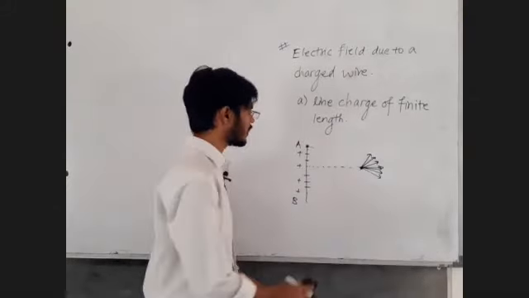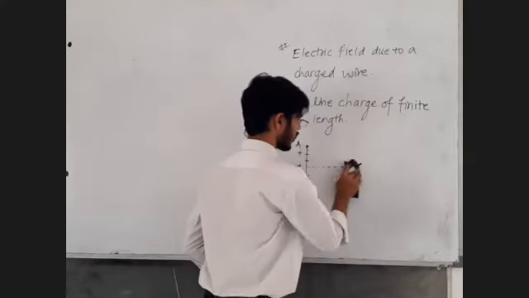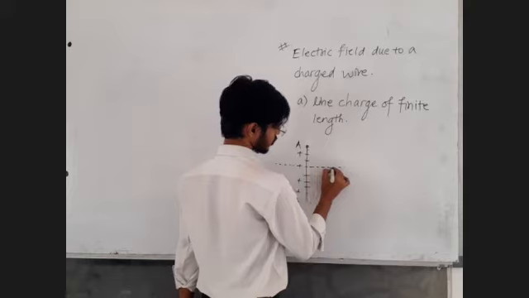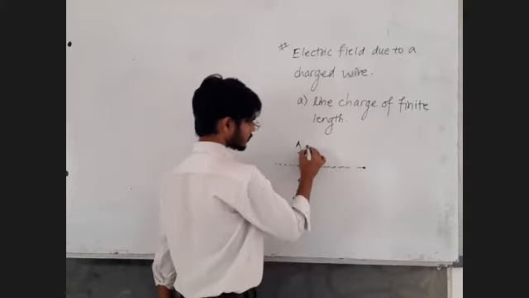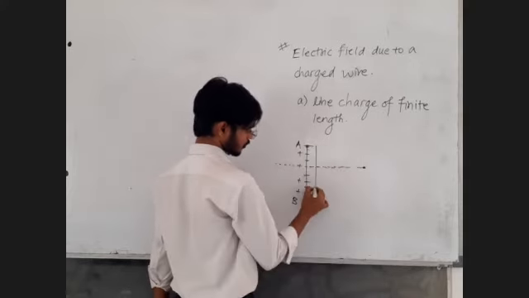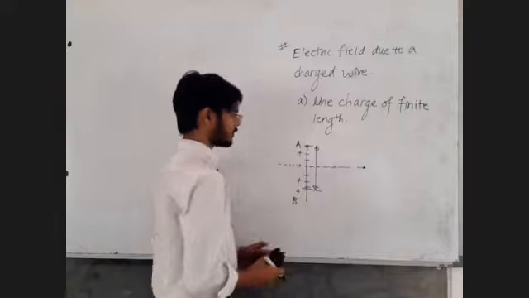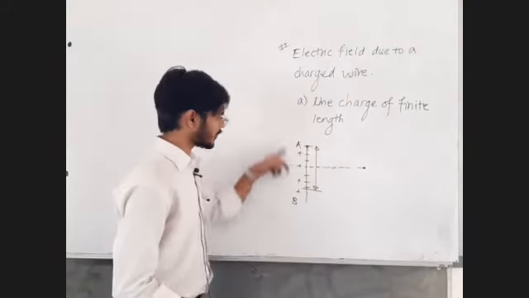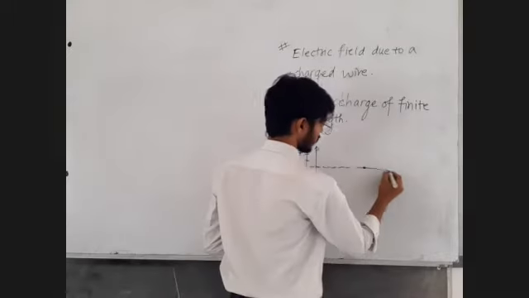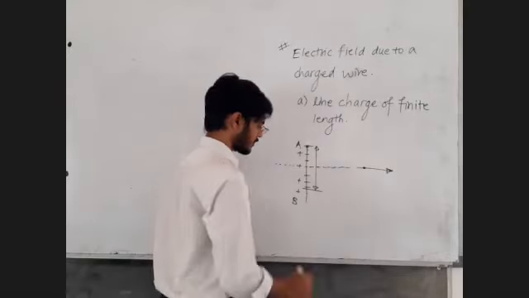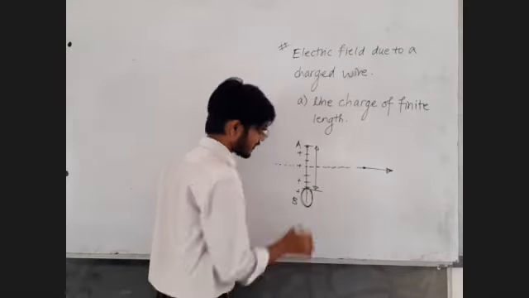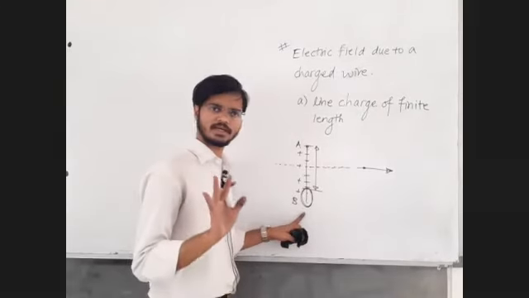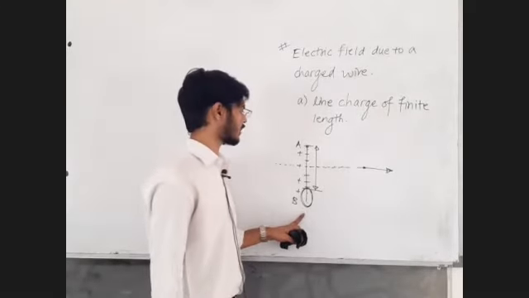If there is vertical symmetry or horizontal symmetry, for the time being let us consider this horizontal line. From this point to this point, there is horizontal symmetry. So vertical components of electric field will get cancelled, and only the horizontal component will remain. But for this portion of the wire, there is no symmetry, so there will be some vertical as well as horizontal component of electric field.